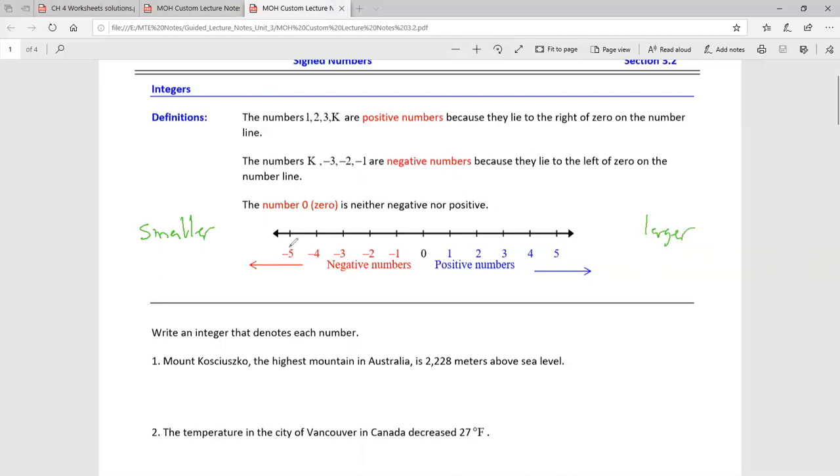So -5 is actually smaller than -4. -4 is smaller than -1. -5 is smaller than +5. -4 is smaller than +1. You might say, oh, well, 4 is bigger than 1, but no. A -4 lies to the left of +1.